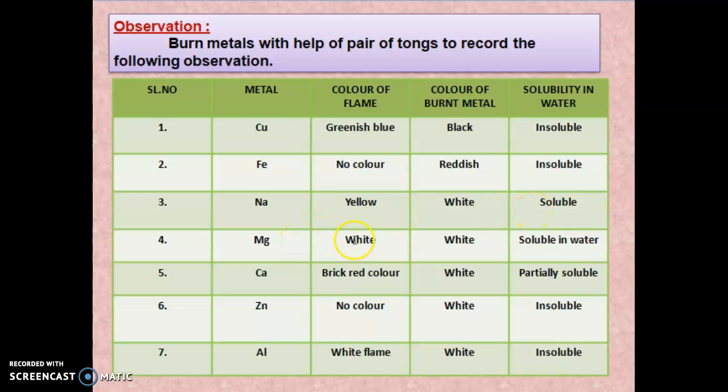Magnesium, Mg: white flame. The burnt metal is also white, soluble in water. Calcium: brick red flame. The color of the burnt metal is white, partially soluble. Zinc, Zn: no flame color, white and insoluble. Aluminum: also a white flame, white color of the burnt metal, and insoluble in water. So these are the metals along with the color of the flame, the color of the burnt metal, and whether it is soluble in water.